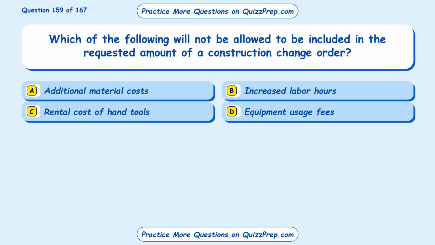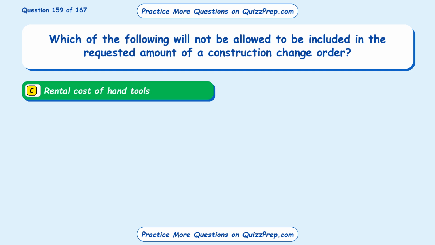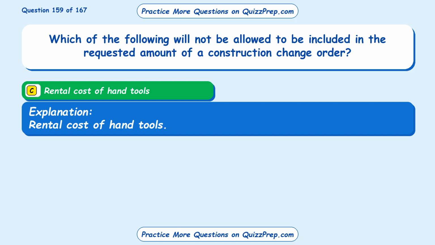Question 159. Which of the following will not be allowed to be included in the requested amount of a construction change order? Option A, additional material costs. Option B, increased labor hours. Option C, rental cost of hand tools. Option D, equipment usage fees. The correct answer is option C, rental cost of hand tools.